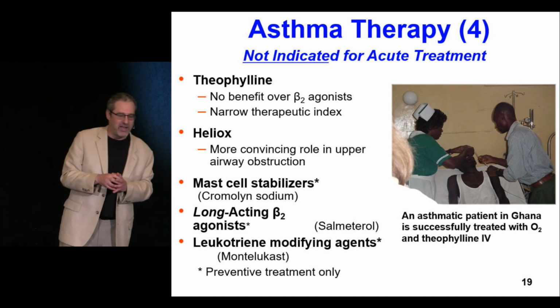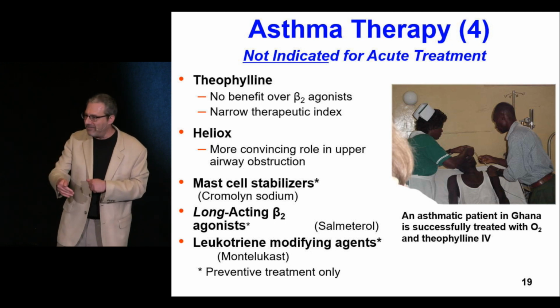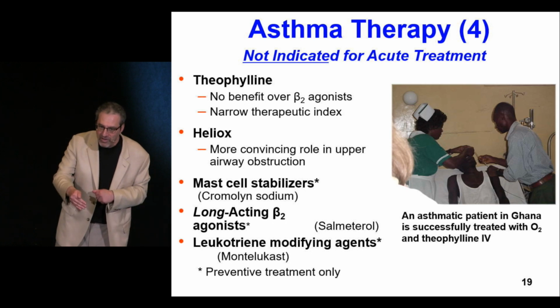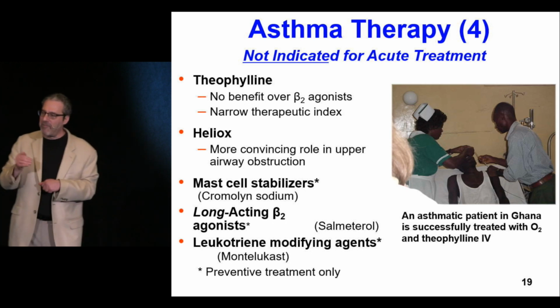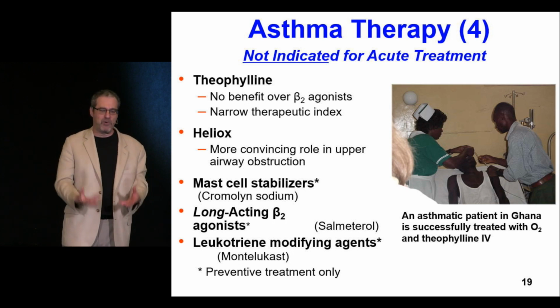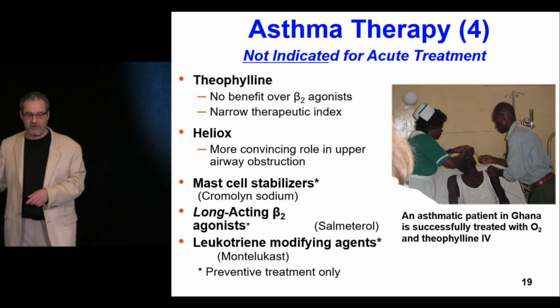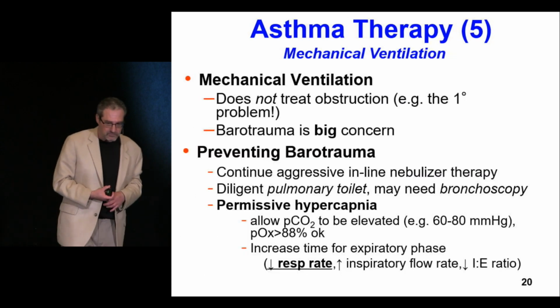Now, long-acting beta-2 agonists, like salmeterol, are also wrong. Mast cell stabilizers are also wrong. Leukotriene modifying agents are also wrong. So you've got this whole host of things that are appropriate for outpatient therapy but are not indicated, in fact contraindicated, in the ER, and they're easy foils for these questions.